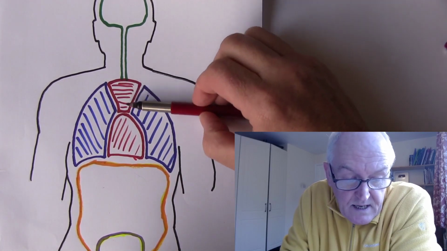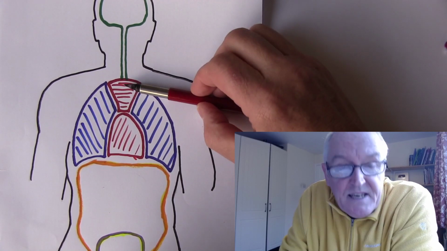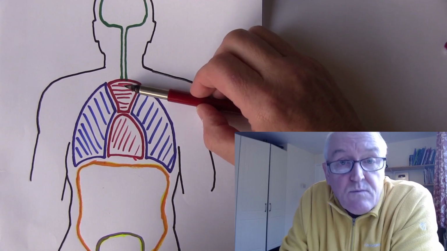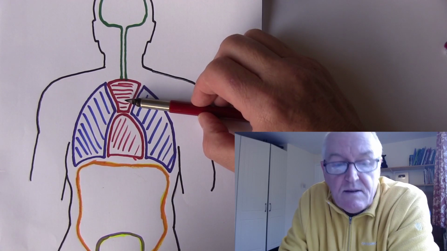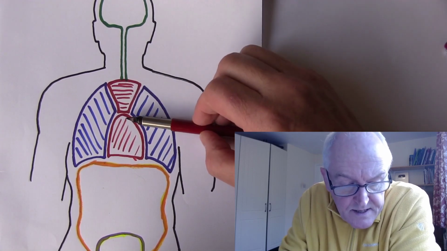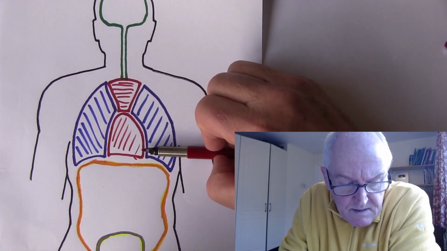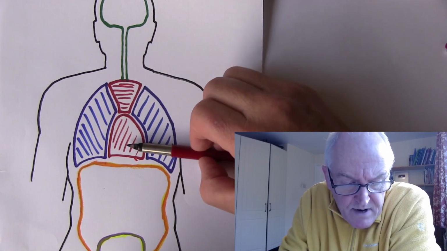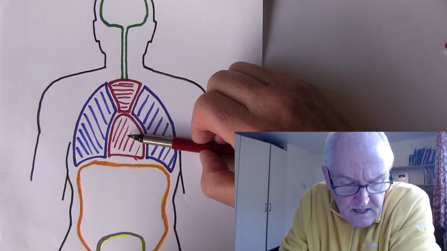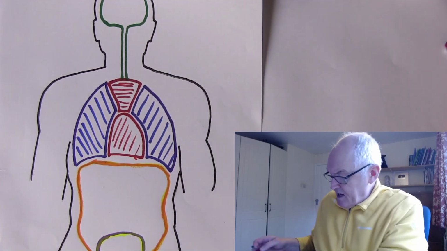Here we have the top part of the mediastinum, the superior mediastinum, which contains the aorta and the superior vena cava and large lymphatics. And this part here is the inferior mediastinum, and this is the pericardial cavity, which contains the heart. Peri means round the outside, of course.